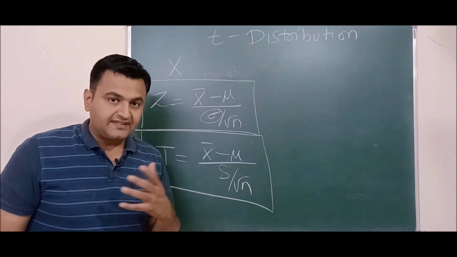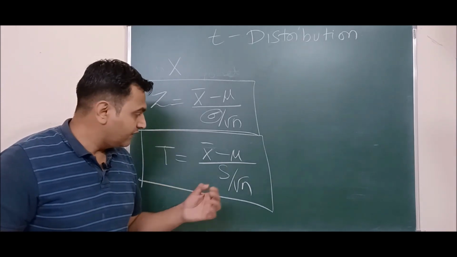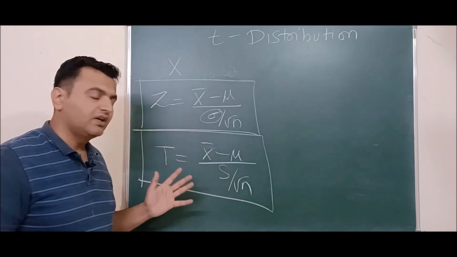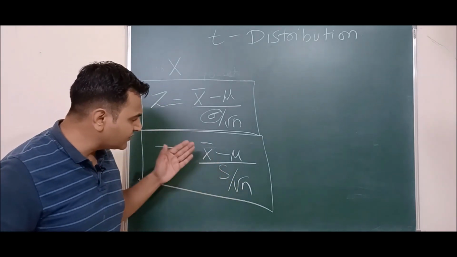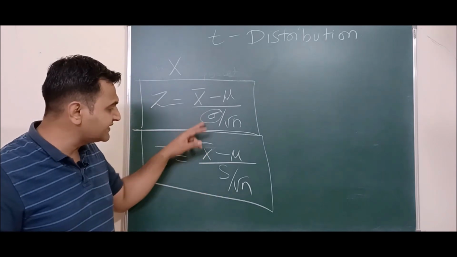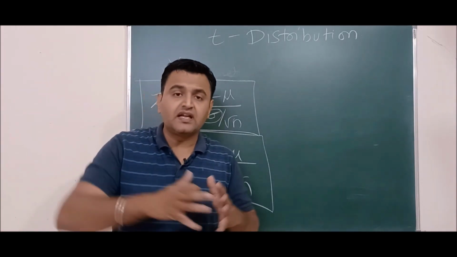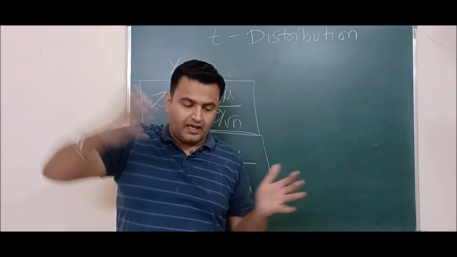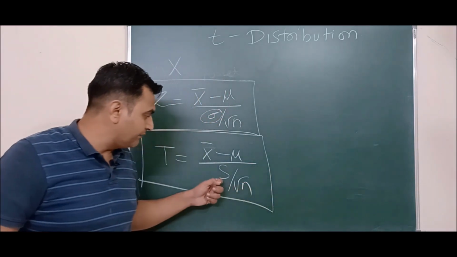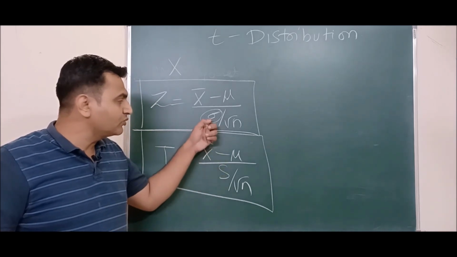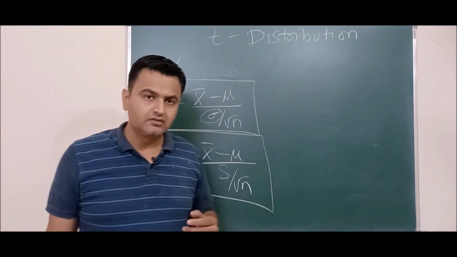Now, I said a while ago that when you take a large sample size, these two are approximately the same, they do not differ much. Why? That is obvious, right? Because what is the difference? The only difference is the standard deviation. So as the sample size keeps increasing, your sample standard deviation will keep approaching the population standard deviation, right?